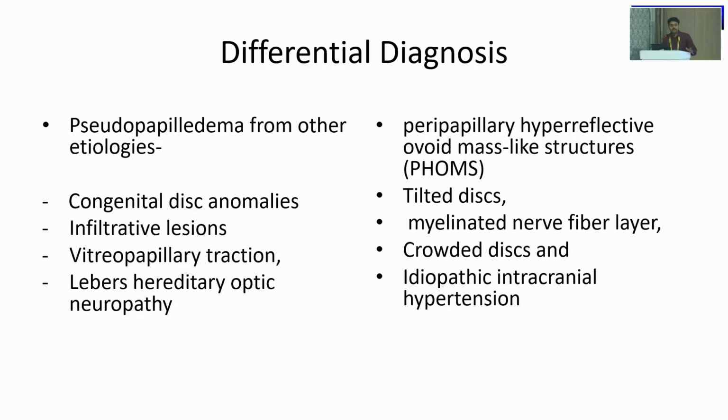Most of the peripapillary CNVM were treated with anti-VEGFs and had a good result, which required 1 to 3 anti-VEGF injections. Differential diagnosis would be congenital disc anomalies, infiltrative lesions, vitreopapillary traction, and LHON. Also, the recent entity PHOMS, that is peripapillary hyperreflective ovoid mass-like structures, can also mimic optic disc drusen. Also tilted disc, myelinated nerve fiber, crowded disc, and idiopathic intracranial hypertension.